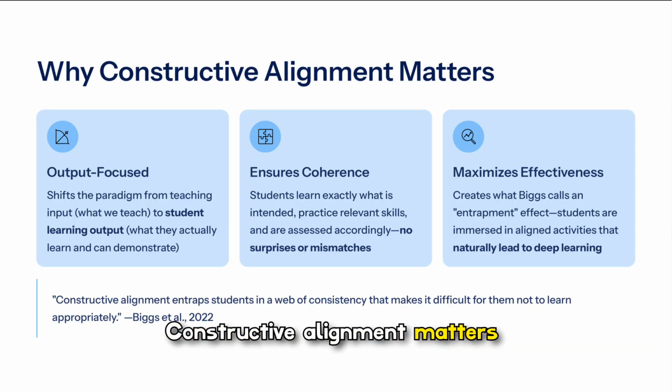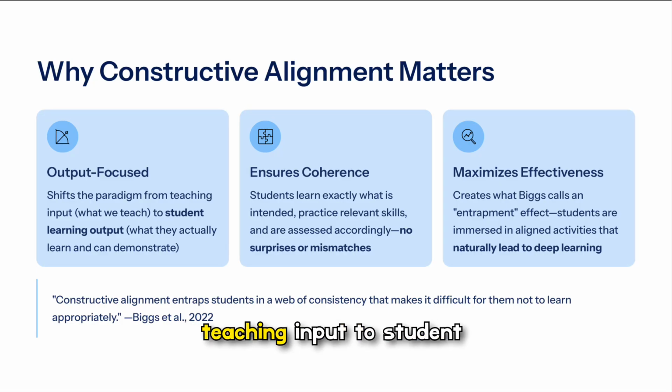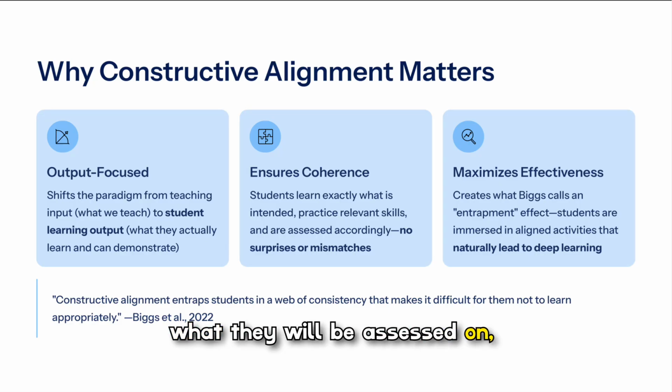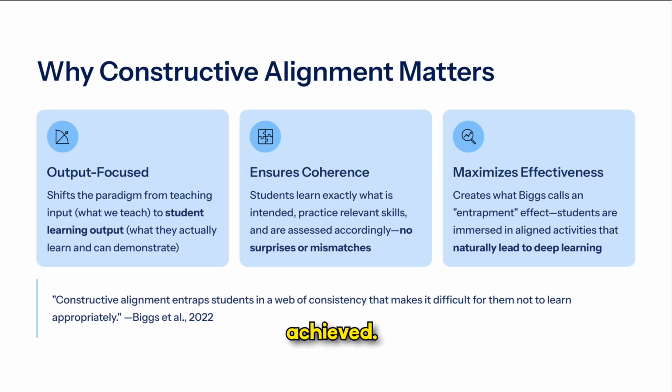Constructive alignment matters because it shifts focus from teaching input to student learning output, ensuring coherence so learners practice what they will be assessed on, and maximizing effectiveness by creating immersive, aligned activities that promote deep learning. When elements are consistent, students know what to aim for, and assessments genuinely reflect the learning achieved.